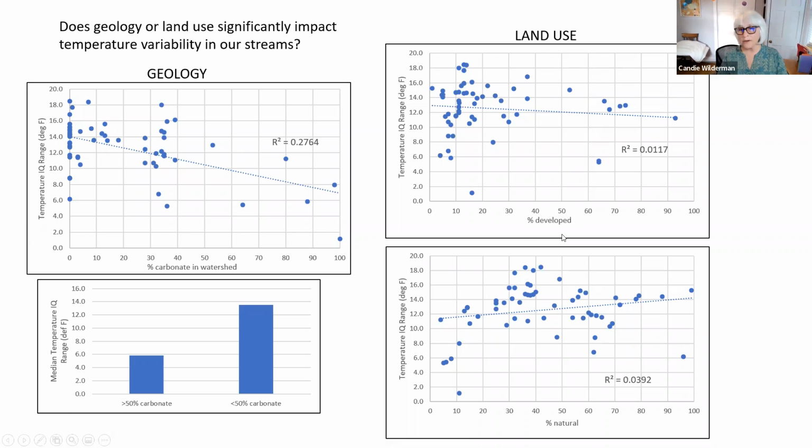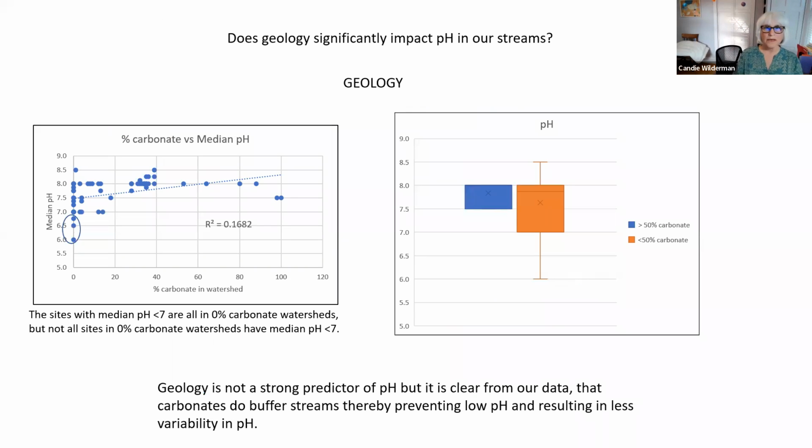Does land use have an impact? Here's developed, here's natural, which I threw in there, and the answer is no, it doesn't have an impact. Land use is not impacting temperature variability nearly as strongly as geology is. And finally, we get to the last thing you measured, which is the pH in our streams. And let's explore that a little bit.